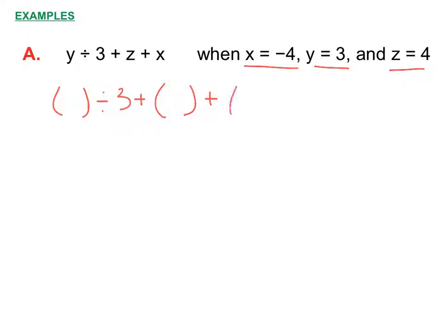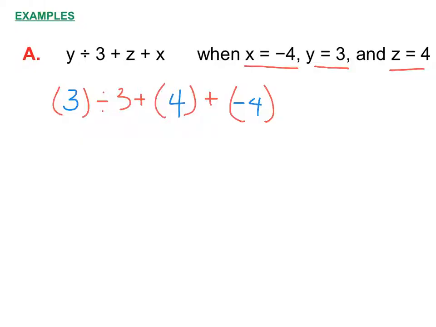plus x. And now I'm going to come through and replace the values that I'm given for those variables. So the first variable is y, and I know that y is equal to 3, divided by 3 plus z, and I know the value for z is 4, and then plus x, and I know the value of x is negative 4. And now I just have an order of operations problem that I can perform.